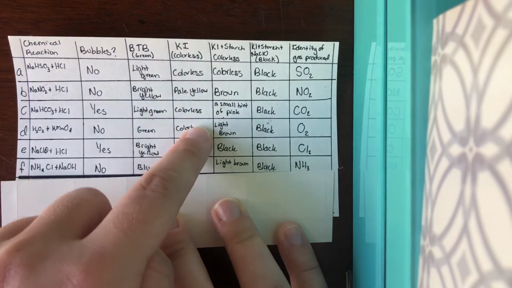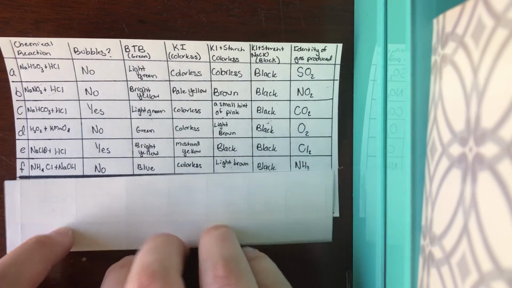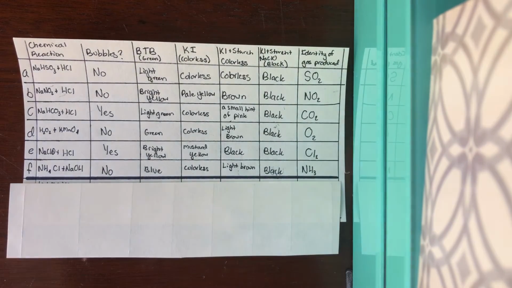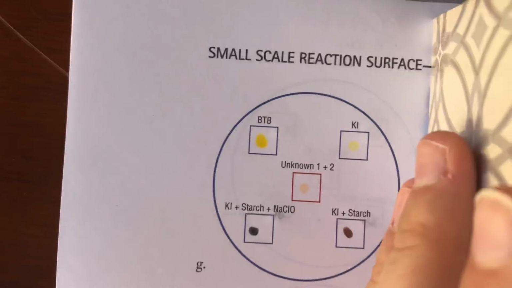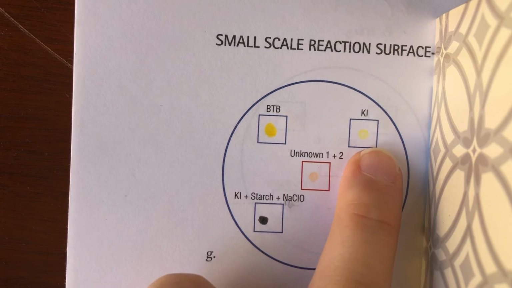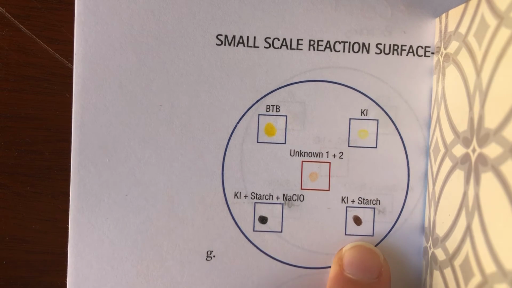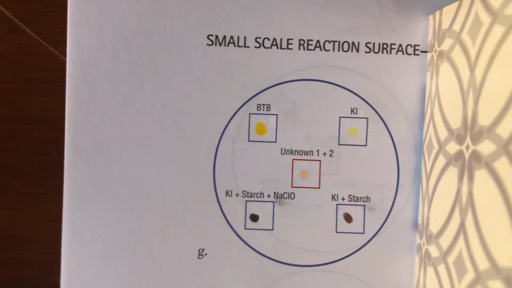So as we're recording this chart, we're going to use the information we gathered here to then classify what our unknown reactions 1, 2, 3, and 4 are. If we take a look at our unknowns, for unknown 1 and 2, our BTB is a mustard, dark yellow, and then our KI is a pale yellow. So this one's pretty bright, this one's very pale. Our KI plus starch is a brown color, and then our KI plus starch plus NaClO is black.